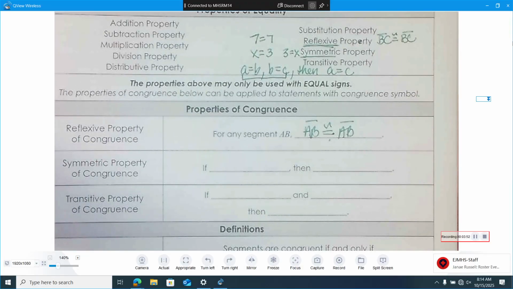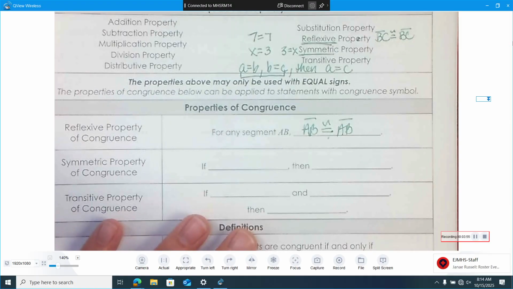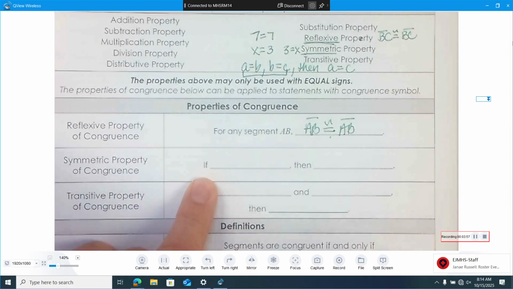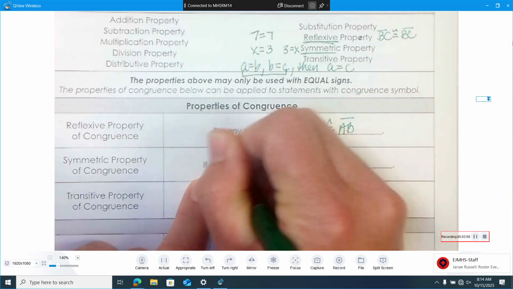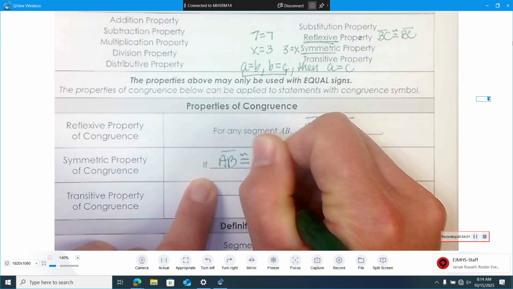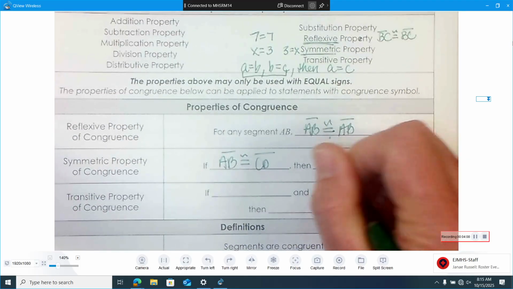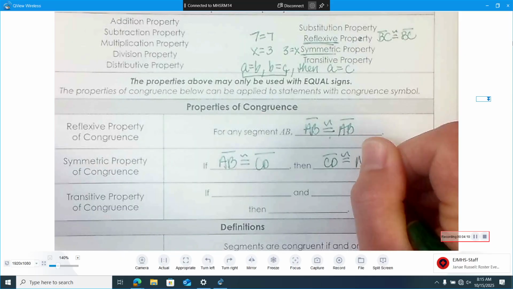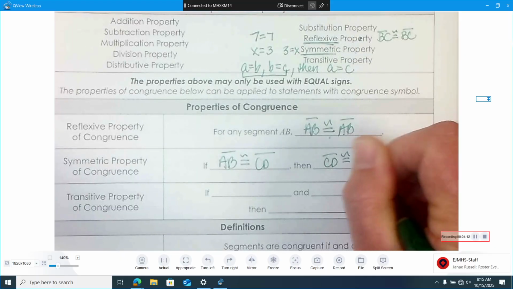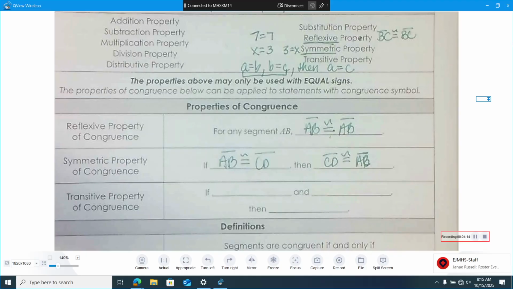The symmetric property as well: if segment AB is congruent to segment CD, the symmetric property says we can spin it around. Then CD is congruent to segment AB. So again, symmetric, we can still spin things around. And this is the symmetric property of congruence, but let's not split hairs, shall we? This is the same thing.